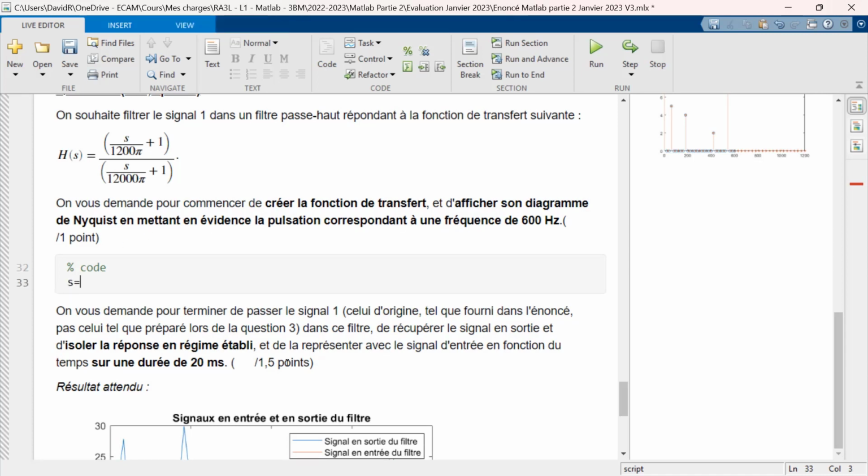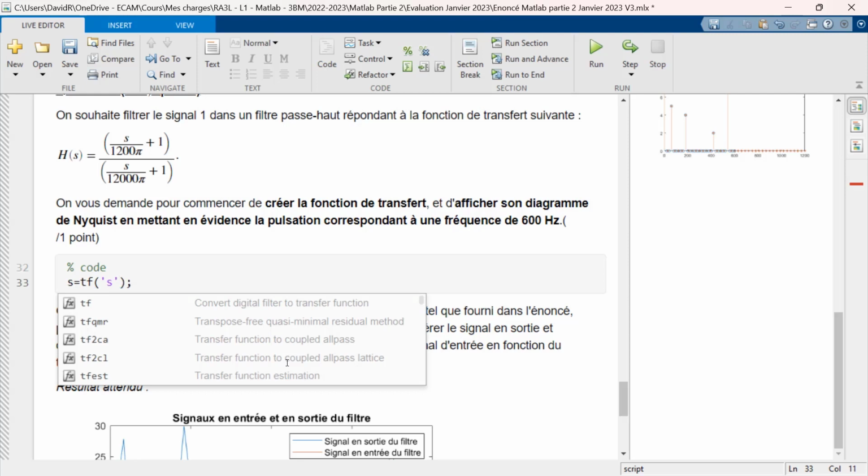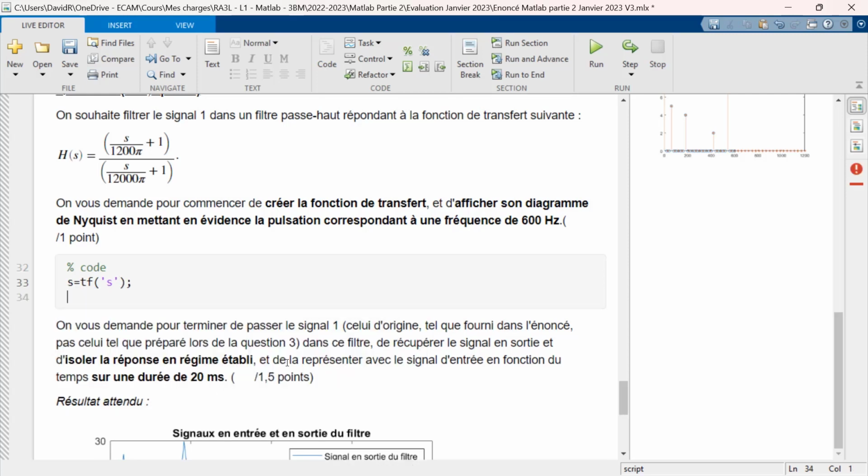Donc, je vais venir créer pour commencer ma variable de Laplace, ma variable S, ce qui va me permettre de créer ma fonction de transfert ensuite comme ceci, en disant que j'ai S qui est divisé par 1200 fois pi, et tout ça plus 1, et je me retrouve au dénominateur à avoir S divisé par 12 000 fois pi, plus 1 également. Donc en faisant ça, je viens créer simplement la fonction de transfert.